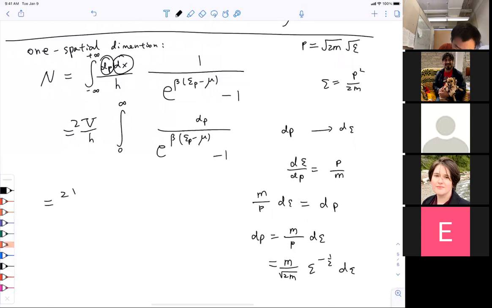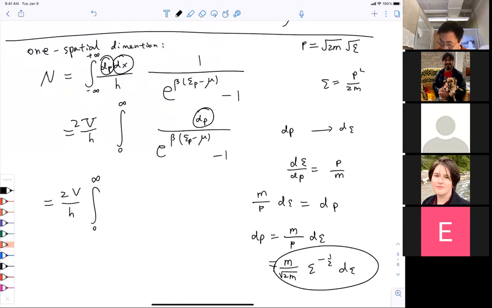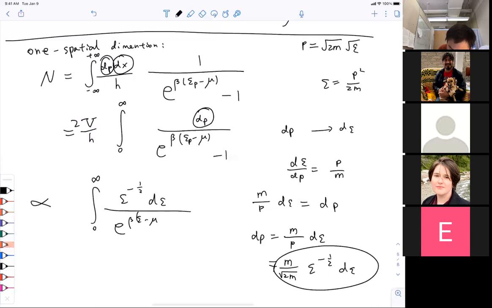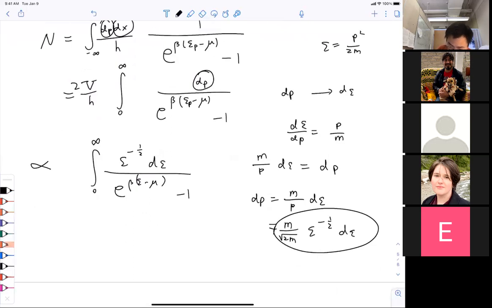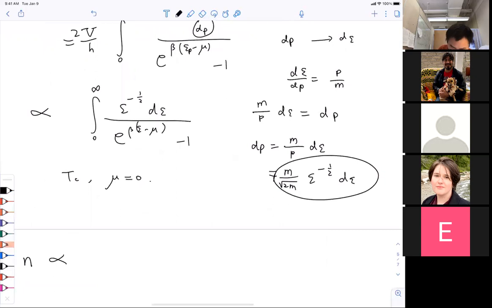Yeah, so basically we replace this dp with this expression. What we really care about is whether the integral diverges or not, right? So let's use proportionality, so I don't need to care about the constant. So it becomes d epsilon over epsilon to the one-half times exponential of beta (epsilon minus mu) minus 1. And let's look at the critical temperature. So plug in, the particle density gives us this. Remember mu equals 0, so this term is 0.